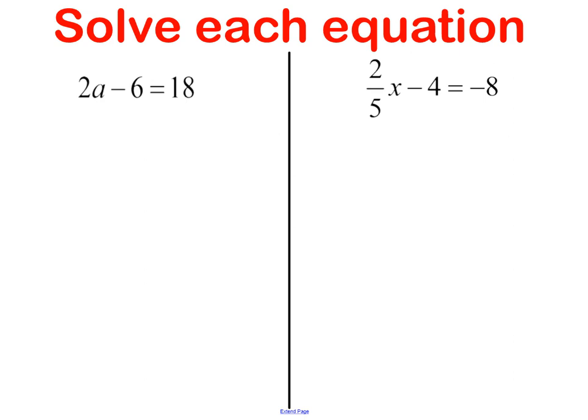So let's go ahead and apply this to a couple problems here. So our first problem right here, I want to draw a line right down my equal sign. And remember, what I do to one side, I have to do to the other. So the first thing I'm going to do is the opposite of subtracting 6. So I'm going to add 6 on both sides. When I do that, I'm left with 2a. 18 plus 6 is 24.